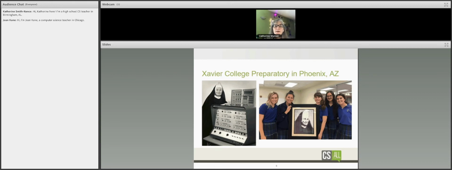We've named our Computer Science Honor Society after Sister Mary Kenneth Keller, whose picture you can see on the screen. She was from the same order of nuns that started Xavier in 1943. She also was the first person to get a PhD in computer science from the University of Wisconsin in Madison. I think it was 1965. And we wanted to honor her by naming our chapter after her.